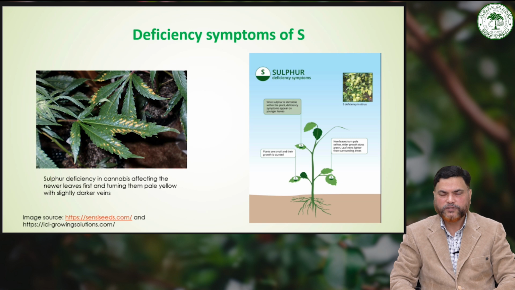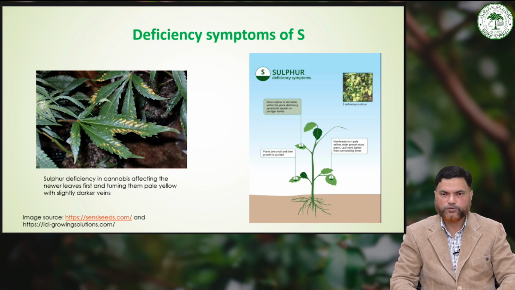So during the classification I had discussed that sulfur is an immobile element. So the sulfur deficiency is likely to appear where, whether in the younger part or older part? Because sulfur is immobile, its initial deficiency symptom will appear in the younger part.